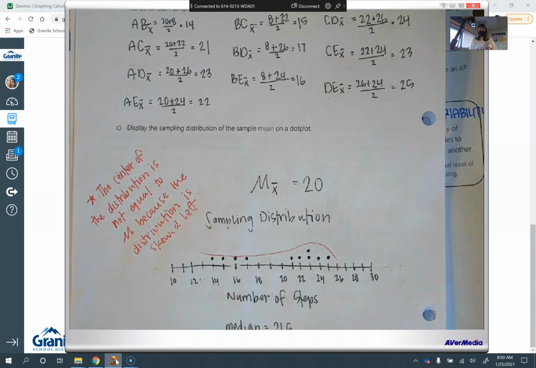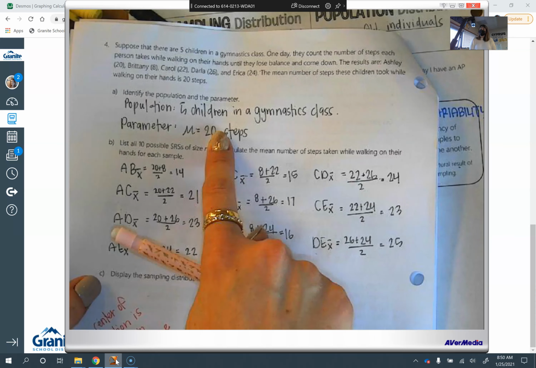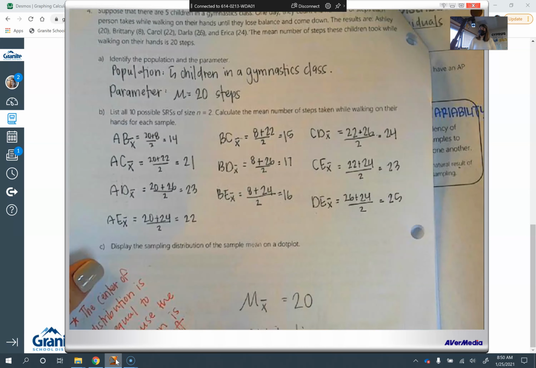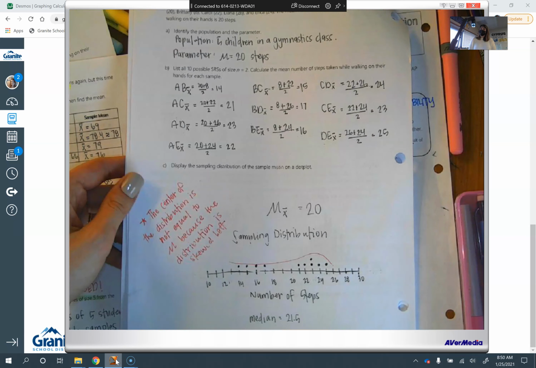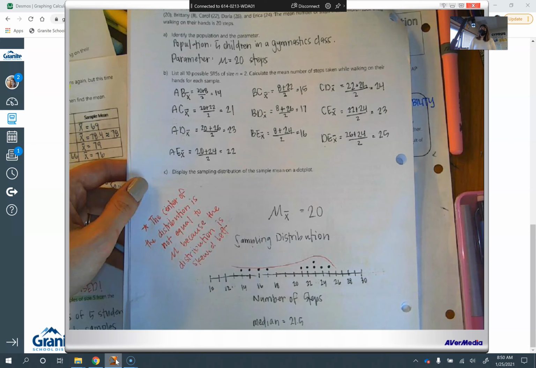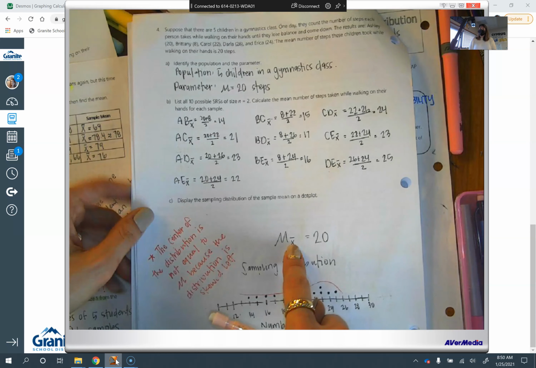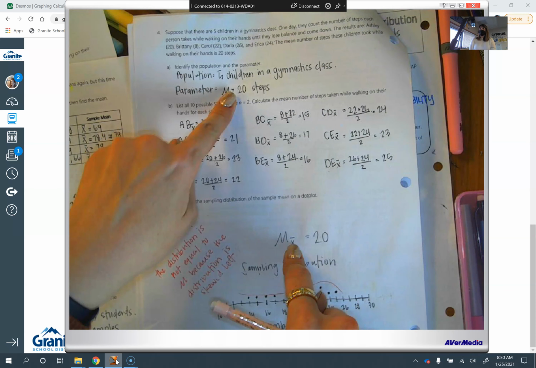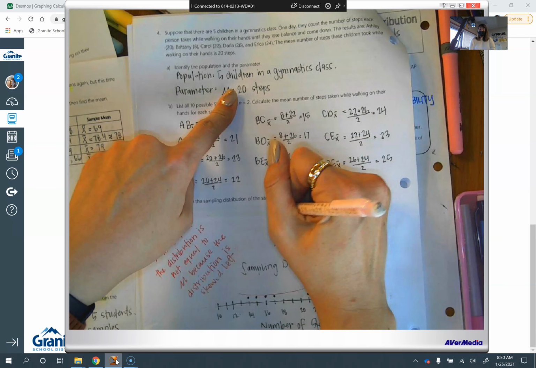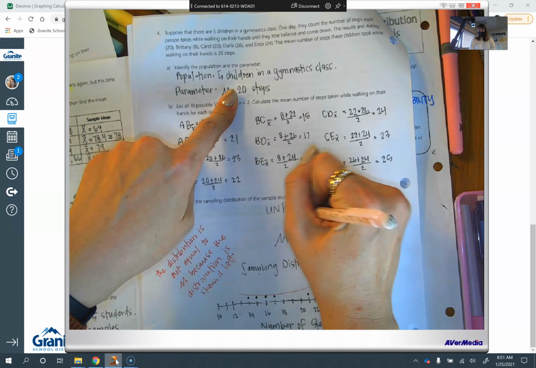Is that biased or unbiased? Well, our true value is 20. So are we biased or unbiased? Unbiased. If your sample average equals the true value, you have an unbiased sample.